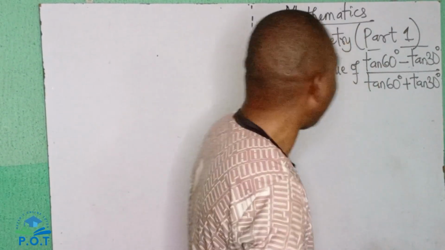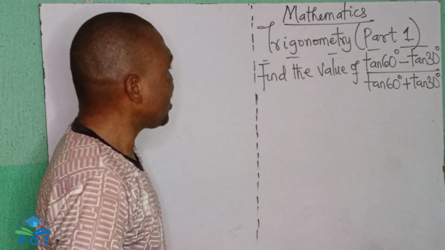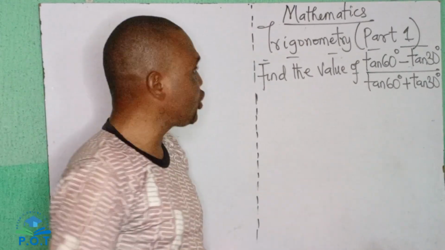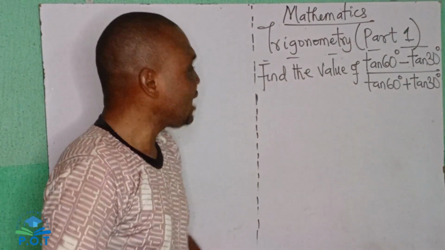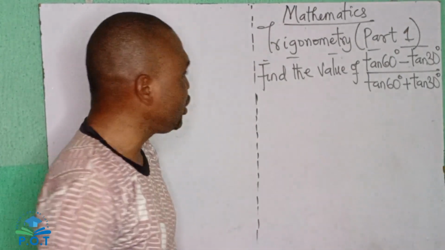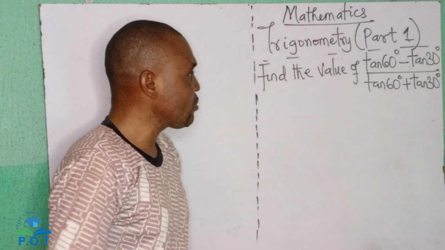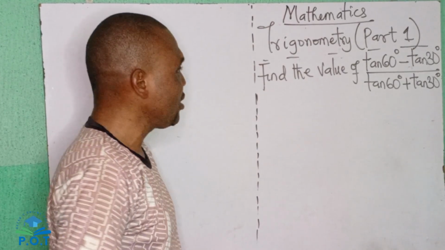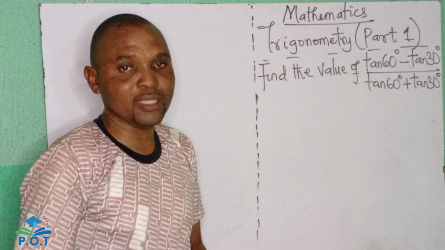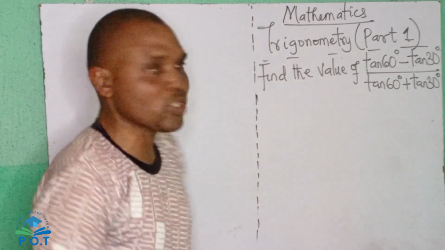Today we shall be looking at mathematics. So we are starting trigonometry. Today we shall be looking at trigonometry part 1. Now there's a question for us on the board. It reads, find the value of tan 60 degree minus tan 30 degree over tan 60 degree plus tan 30 degree. Now, how do we solve this question? Let's go.